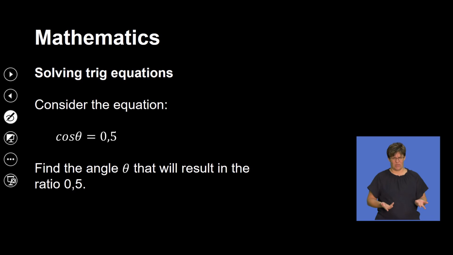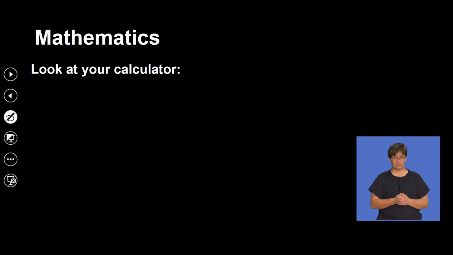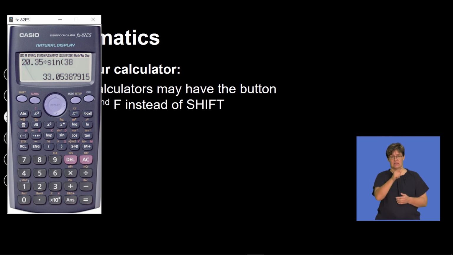We know this from our triangles. Remember, we've been using the triangles, guys. I will always refer to them because they are really important, right? Cos of 60 is normally 1/2, which is 0.5. But to do this, I want you to first look at your calculator. Some calculators may have the button INV or second function instead of the button shift, right? So my calculator that I'm having on the board here, it's shift, as you can see that button that I have there.